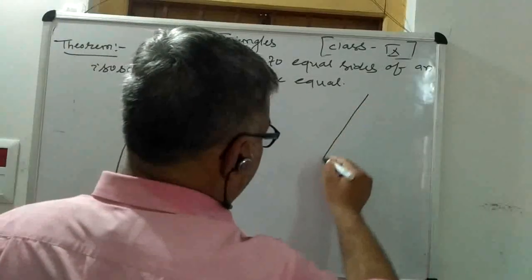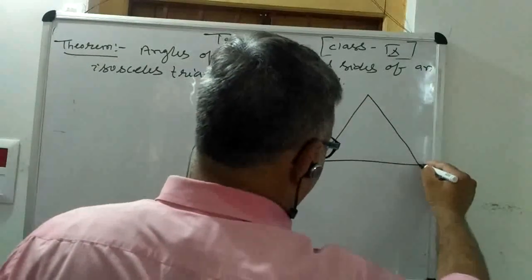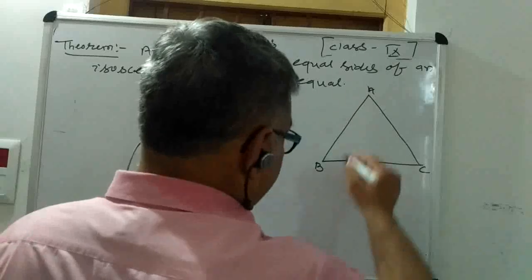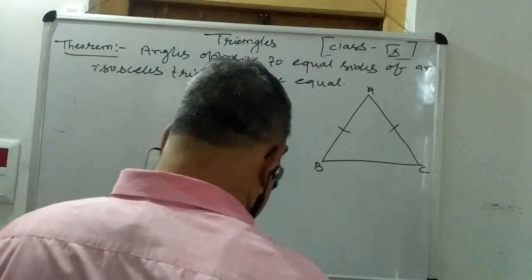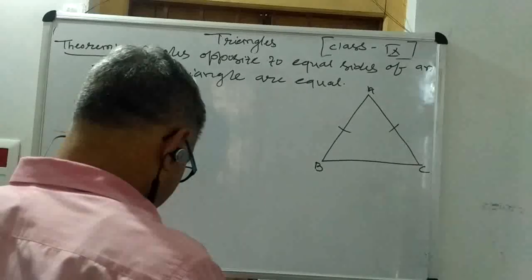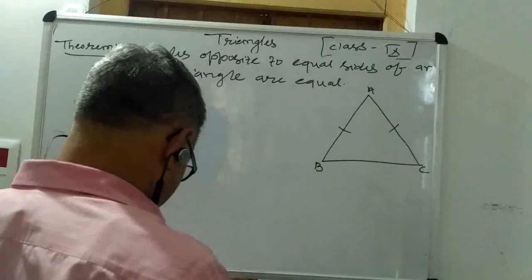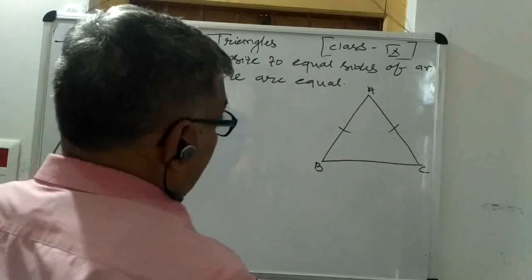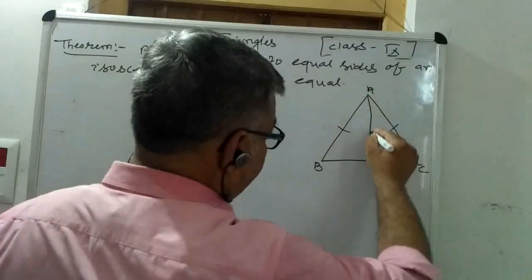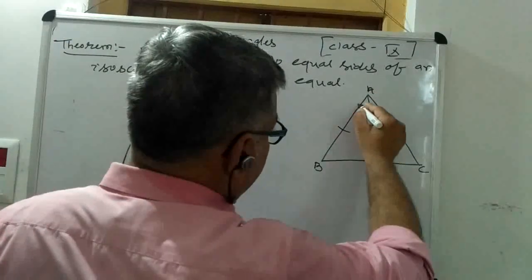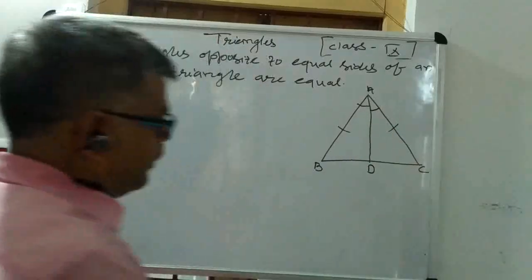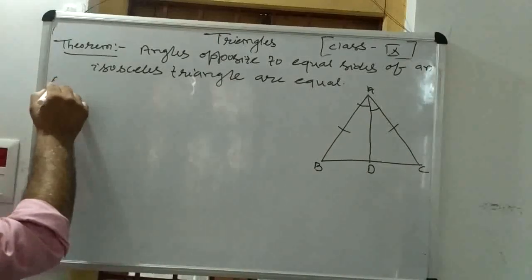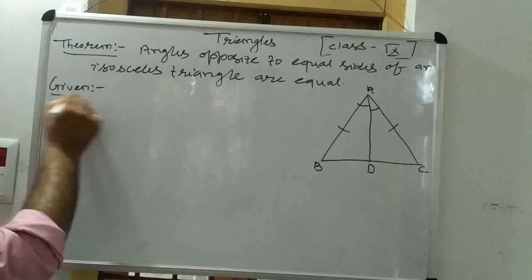First we draw a figure. Let ABC be an isosceles triangle in which side AB equals AC, and now you draw the bisector of angle A which intersects the opposite side at D. So given, let's see how it will be proved.